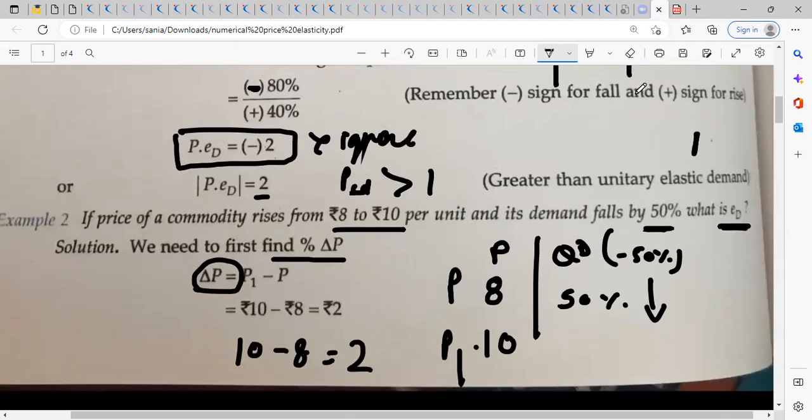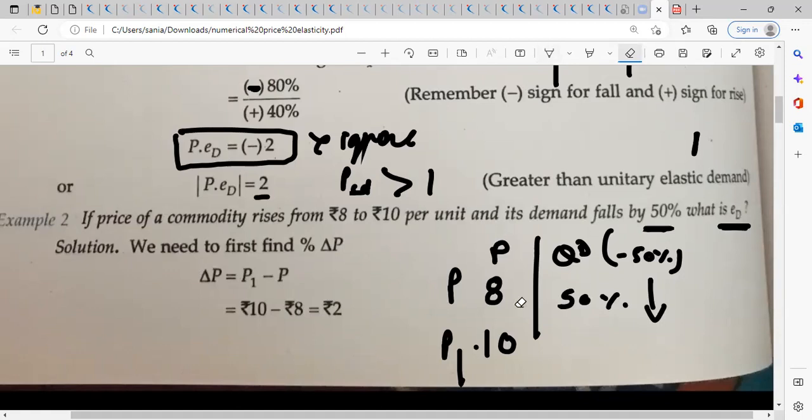Okay, so first solve this. Whenever you are getting a question, first make a table like this, P and QD. Then you will get an idea of what you have to do, what your P is, what your P1 is, everything.